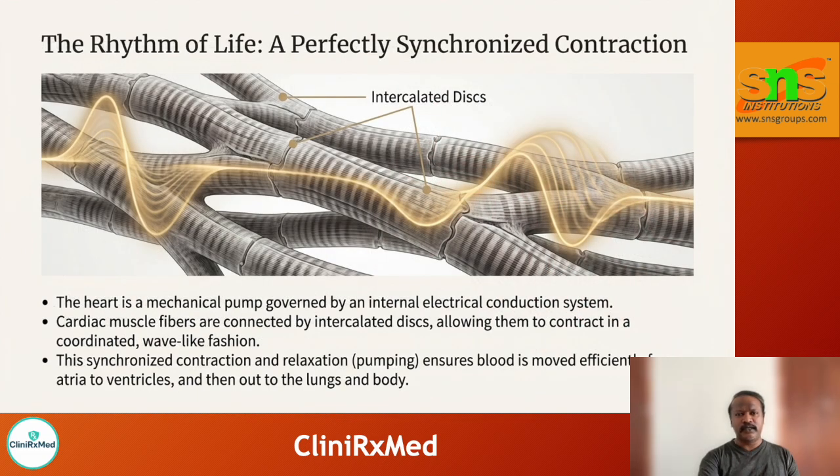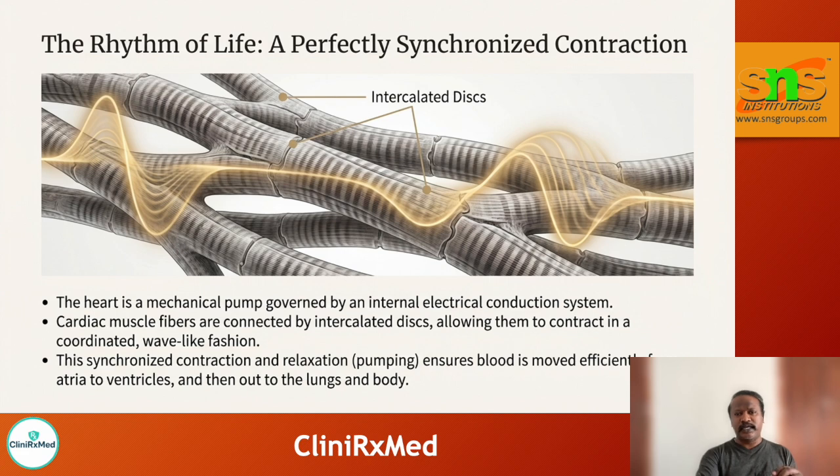How is this movement synchronized? The heart is a mechanical pump governed by an internal electrical conduction system. Cardiac muscle fibers are connected by intercalated discs, which allow them to contract in a coordinated wave-like fashion. This ensures that blood moves efficiently from the atria to the ventricles and then out of the heart. The signal follows a very specific wiring diagram to ensure the atria finish their job before the ventricles begin theirs.